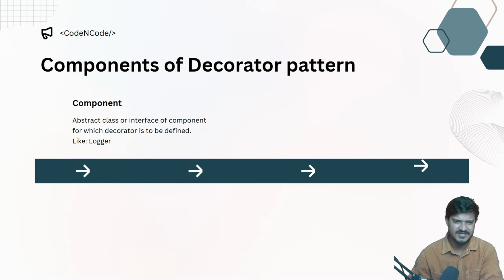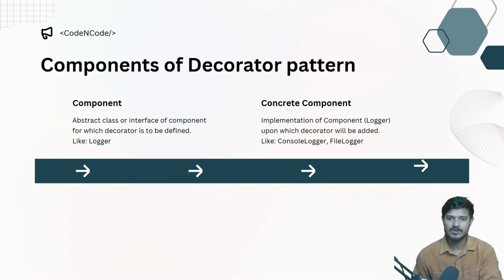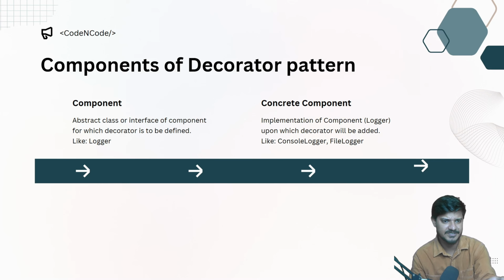Now, in our case, it's logger. So a concrete component is basically an implementation of that. You can have console logger or file logger, right? When you have a character, you can have multiple characters. If you are talking about games, Superman and Batman will be the concrete implementations of that component, right? So now this is basic stuff, right?